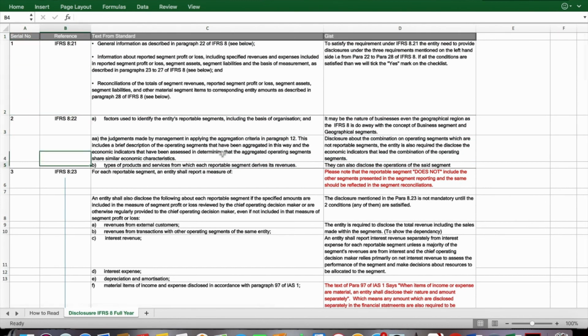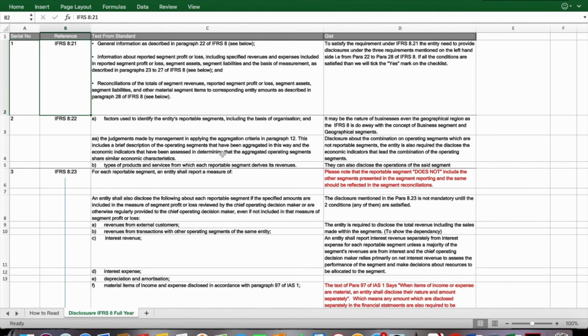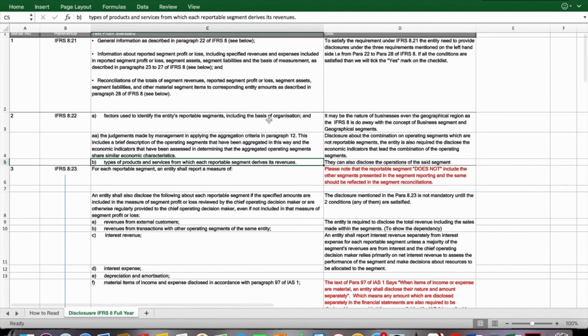We're going to discuss more in later videos. Now let's summarize. The first thing, 8.21 does not have a separate disclosure requirement if we comply with IFRS 8.22 to 28, which means paragraphs 22 to 28 will comply with IFRS 8.21. 8.22 deals with three factors: how you determined your segments and what factors you took into consideration, the aggregation criteria, and the products and services from which each and every segment derives its revenue. So these are the areas we need to look into.